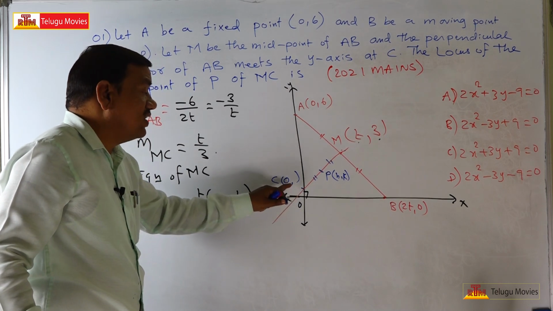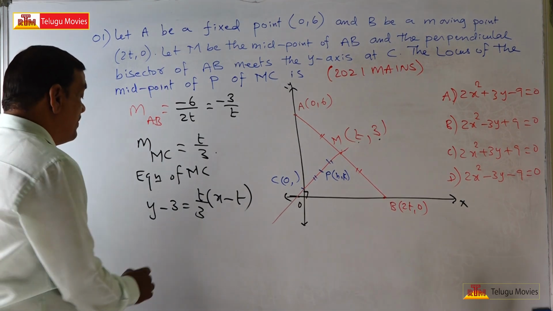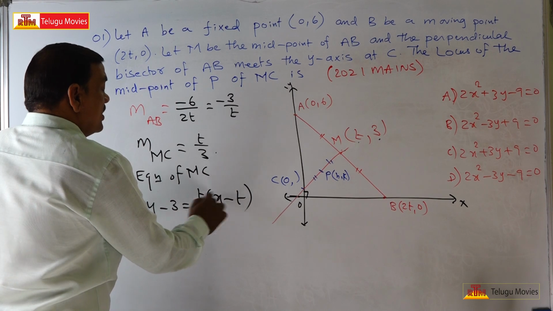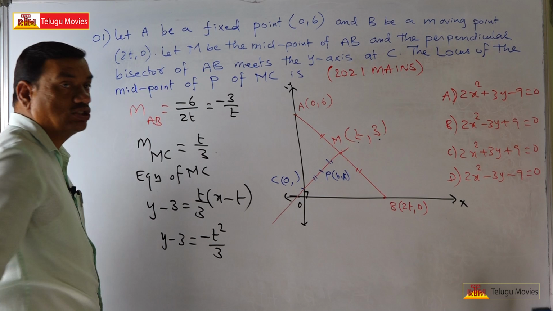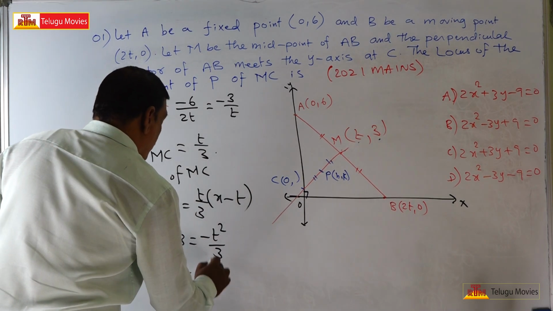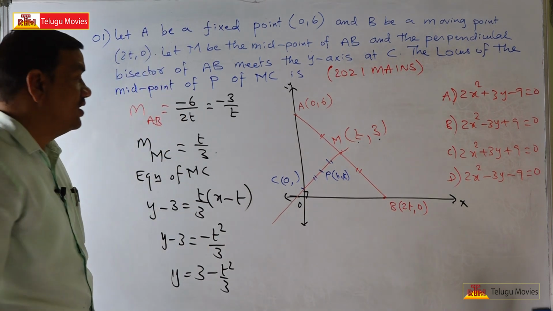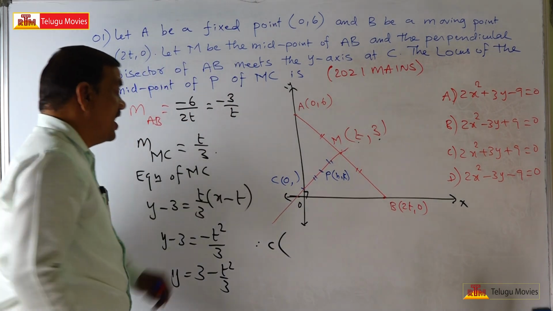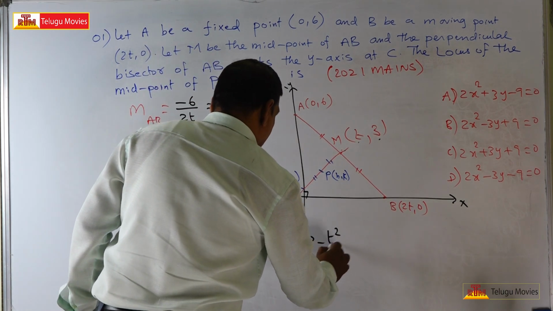We know that the x coordinate is 0. So, wherever x is there, substitute 0. See here what happens. y minus 3 is equal to, if you substitute 0 here, minus t square by 3. Therefore, y is equal to 3 minus t square by 3. Therefore, what is your C point?